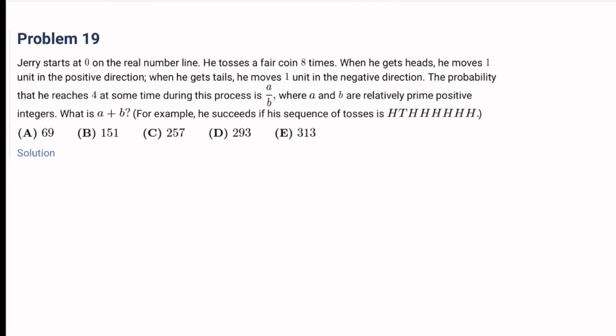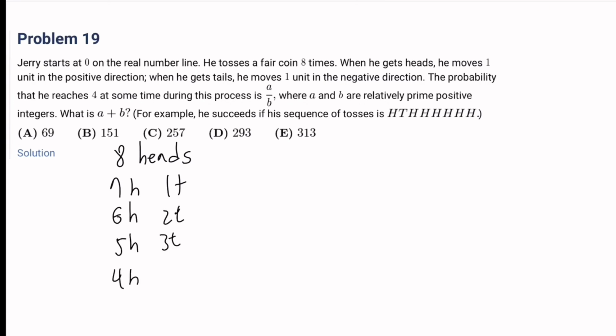Okay, so first of all, he can just get 8 heads. We're just going to do casework here because there's not many cases to consider. Or he could get 7 heads and 1 tail, or 6 heads and 2 tails, or 5 heads and 3 tails, or 4 heads and 4 tails. And this is the last thing possible because he would just barely reach 4 when he goes head, head, head, head, and then tail, tail, tail, tail. This is the only way.